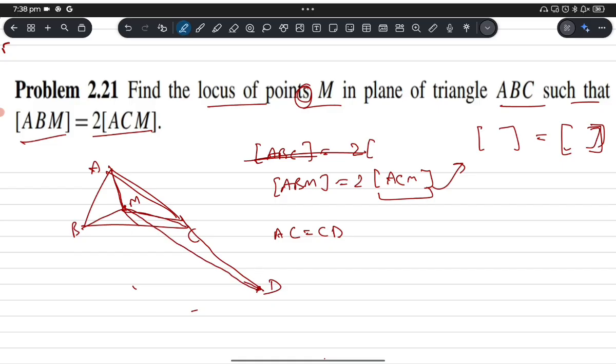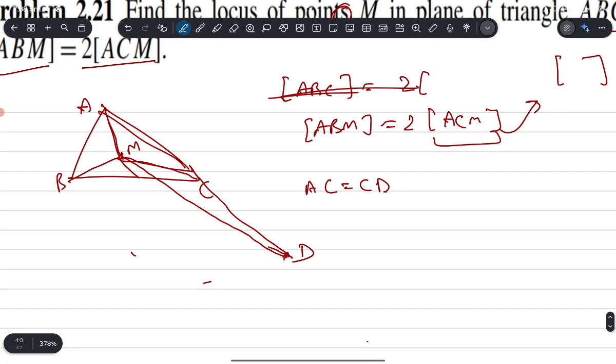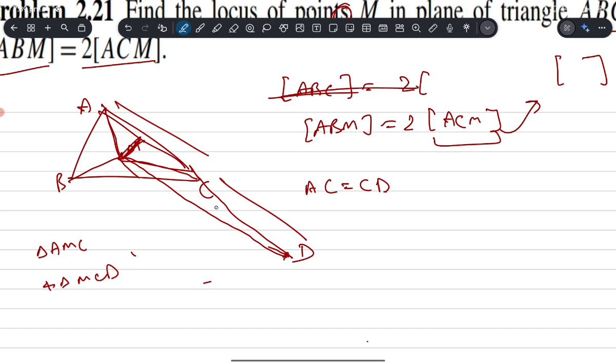Now, if you focus on triangle AMC and triangle MCD, these are the two triangles I'm talking about, AMC and MCD, and MC. They share the same height, right? And the equal base. We have extended AC such that AC equals CD, right? Equal base, same height, the areas are going to be equal.